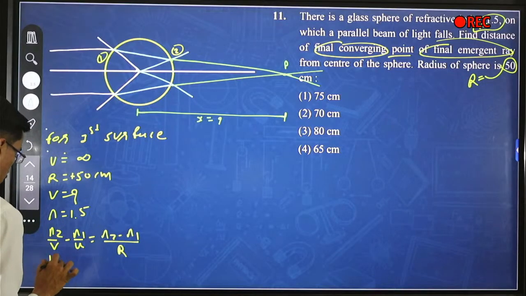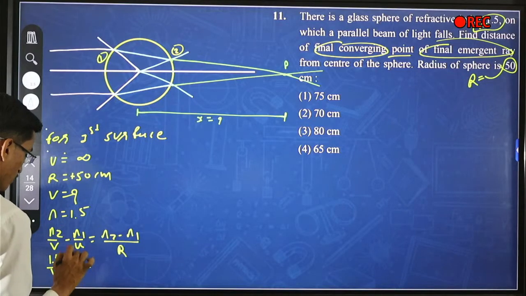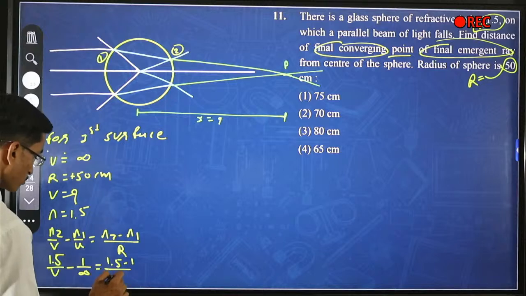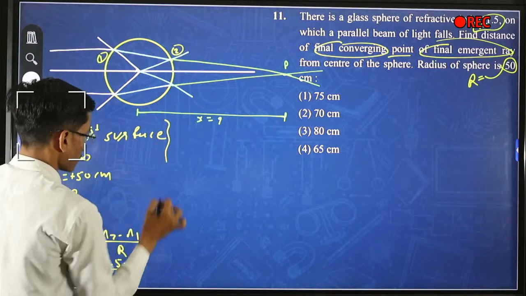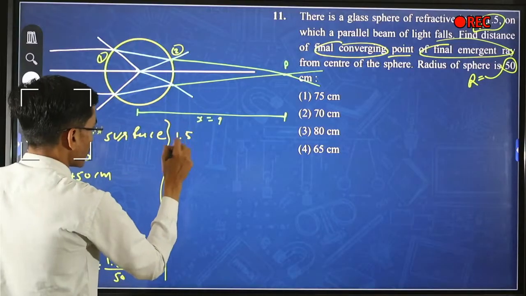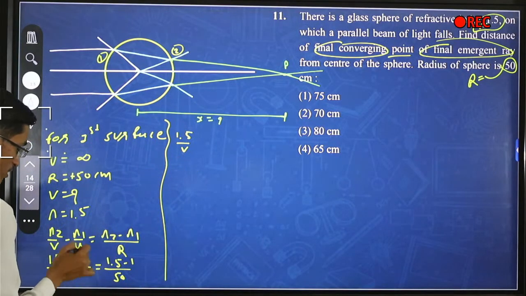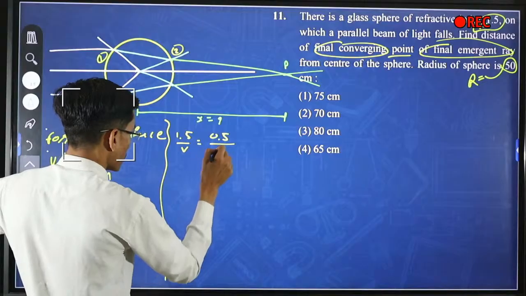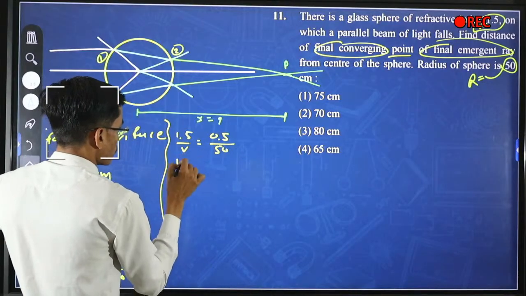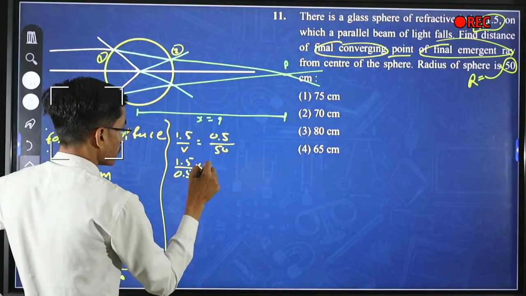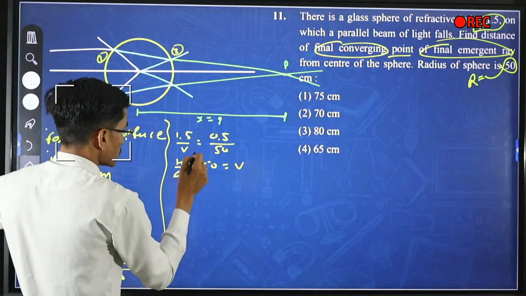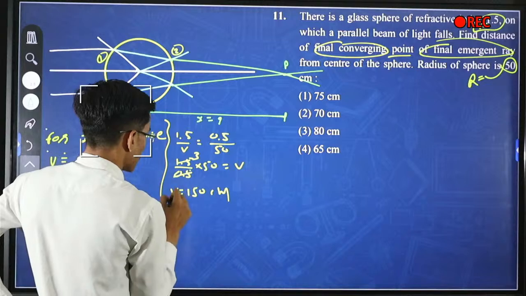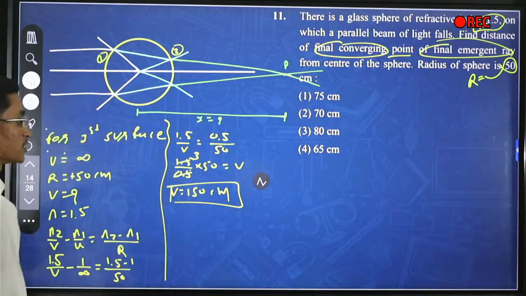So n2 is 1.5, v we have to find, n1 is equal to 1, u is infinite, and the radius of curvature is equal to 50 centimeter. Now 1.5 by v minus 1 upon infinite, which is 0, is equal to 1.5 minus 1, which is 0.5, upon 50. So v is equal to 1.5 by 0.5 into 50, which is 3 into 50 is equal to 150 centimeter.